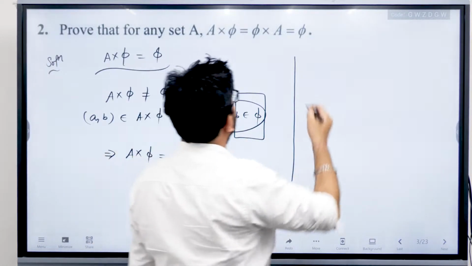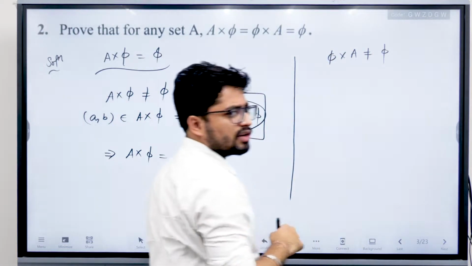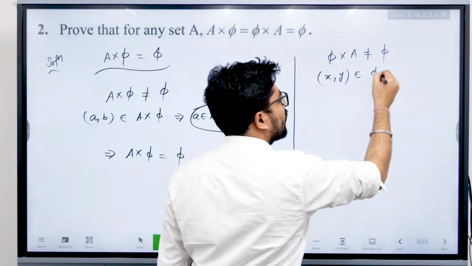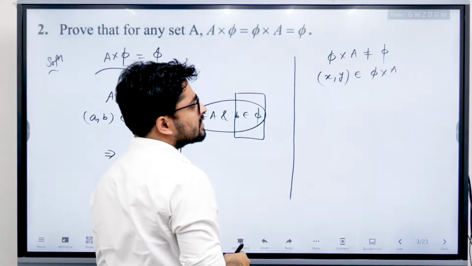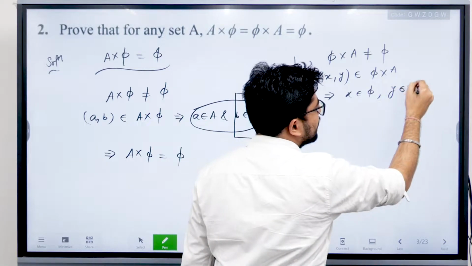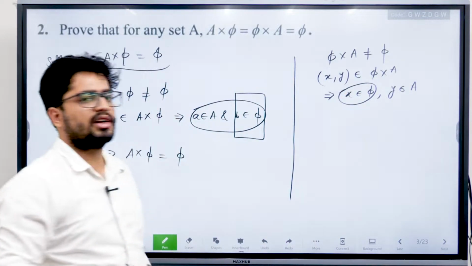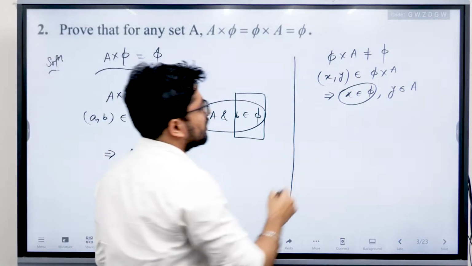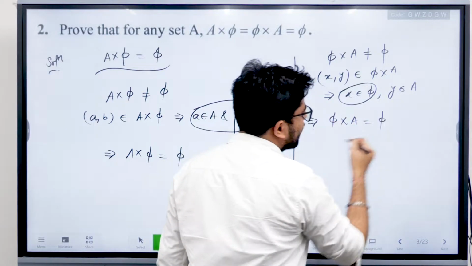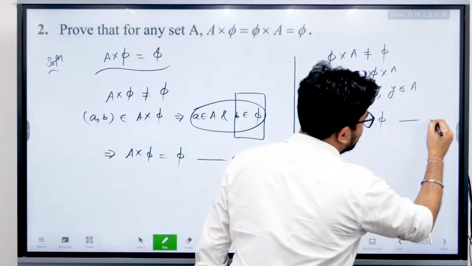Similarly, suppose phi cross A is not an empty set. If this is not an empty set, we have some (x, y) belonging to phi cross A. It means x belongs to the empty set and y belongs to your set A. Got it? So again we arrived at a contradiction, that x belongs to the empty set. So our assumption was again wrong. So phi cross A is the empty set. Let's say this is your equation number 1 and this is your second.